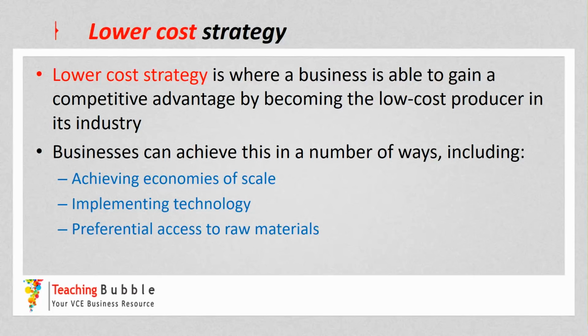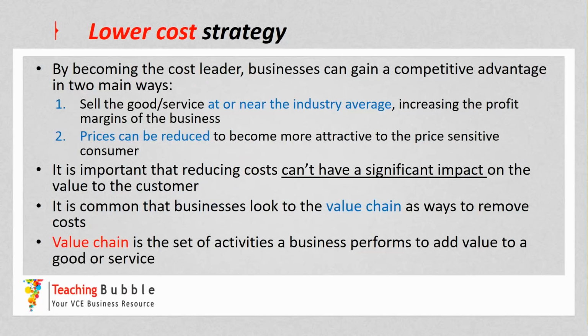Now, there are clearly many other ways that businesses can reduce their costs, and it doesn't only have to be in the operations area. These are just examples. In reducing their costs, it can be in all areas of the business. Once a business has been able to gain a cost advantage by being a cost leader and having lower costs than other businesses within their industry, they are able to gain a competitive advantage in two main ways.